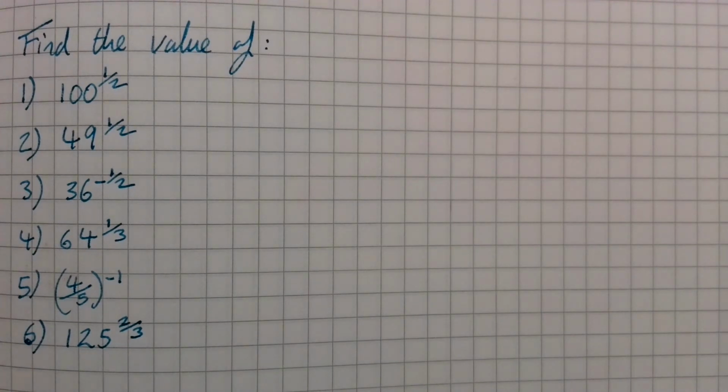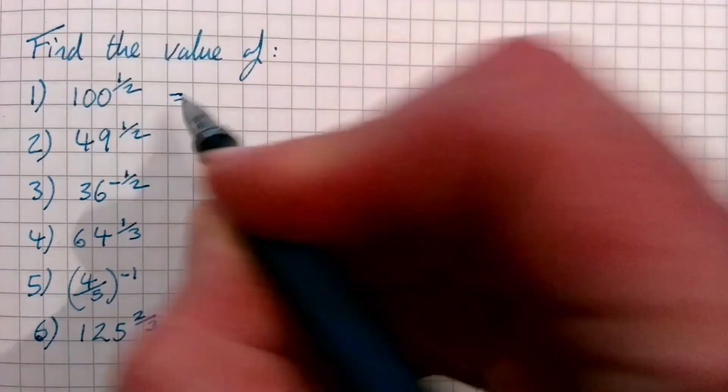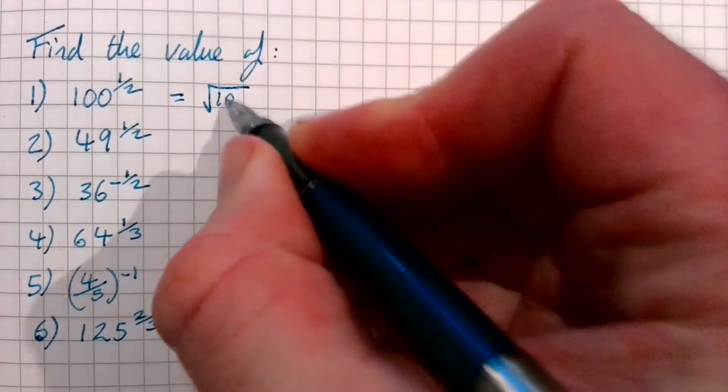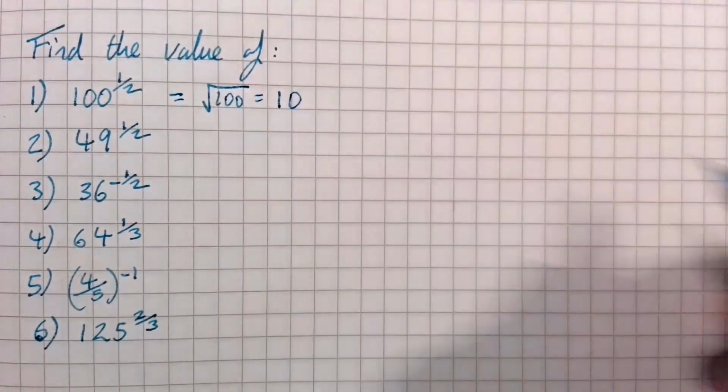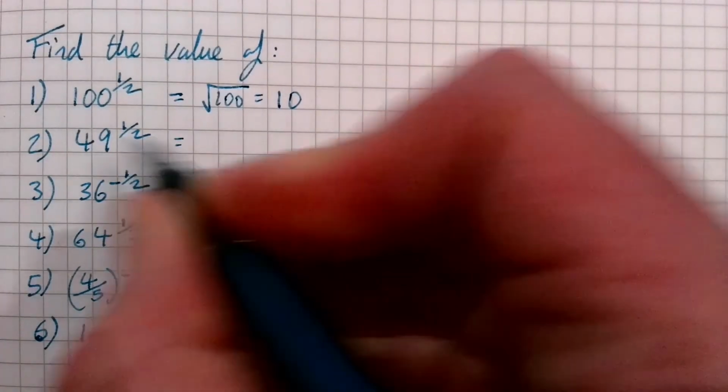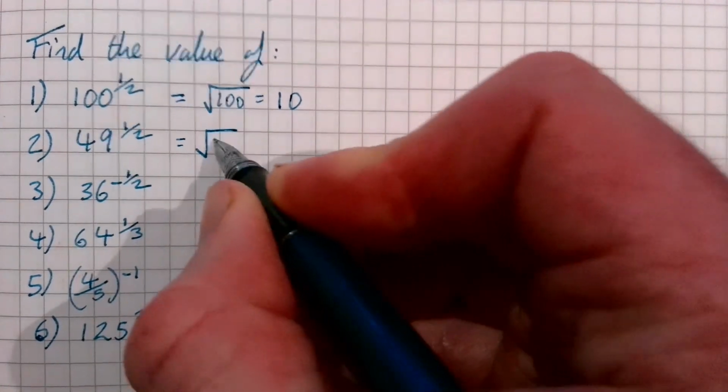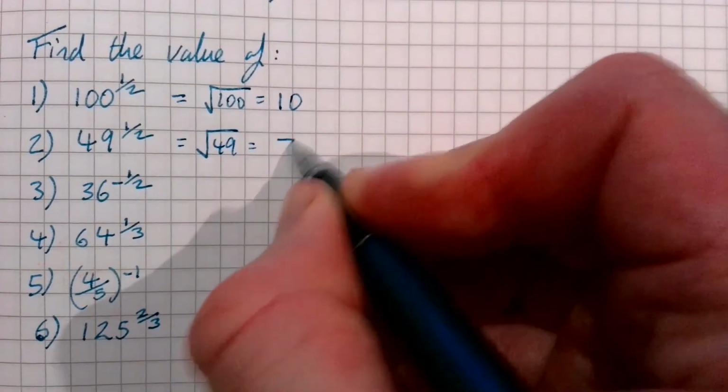Right, so power of a half means a square root, so it'll be the square root of 100, which is 10. Square root of 49, which is 7.